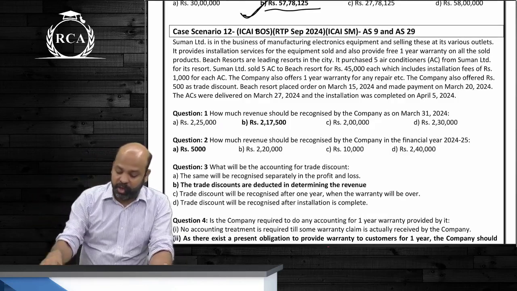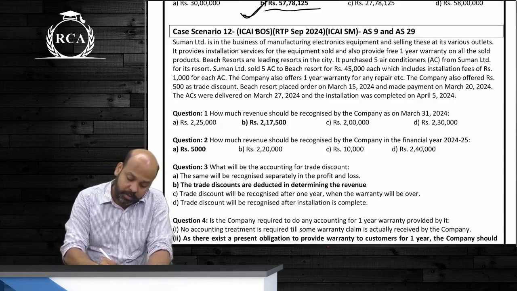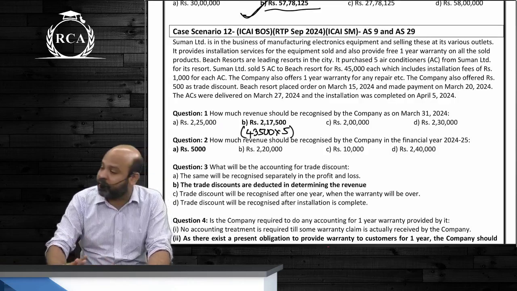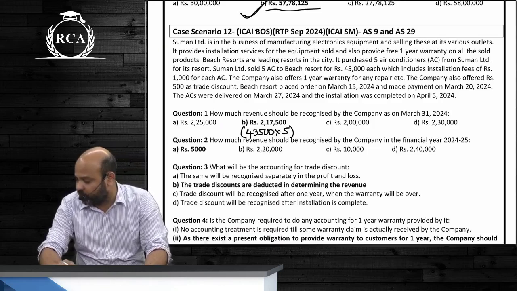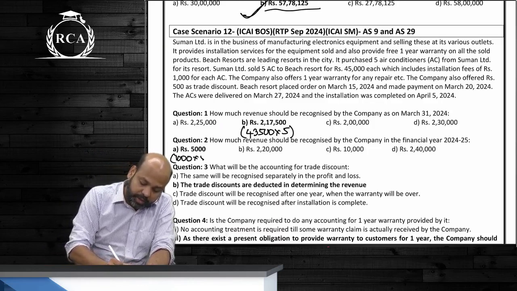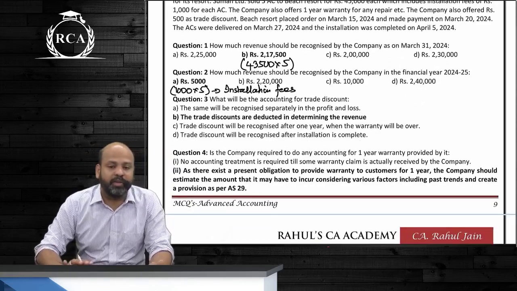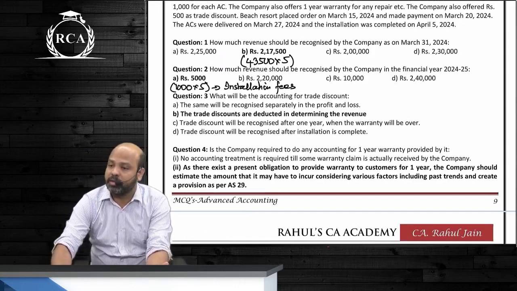So, guys, how much should be the revenue recognized for the current year? The answer, beta, would be 43,500 into 5 ACs. How 43,500? From 45,000 you remove the trade discount and you remove the installation fees. How much is the revenue that you will recognize in the next year? 1000 into 5. Write that down here as installation fees. You will recognize a revenue of 5,000 rupees, guys, in the next year. You will recognize a revenue of 43,500 rupees per AC in the current year. Is that clear?